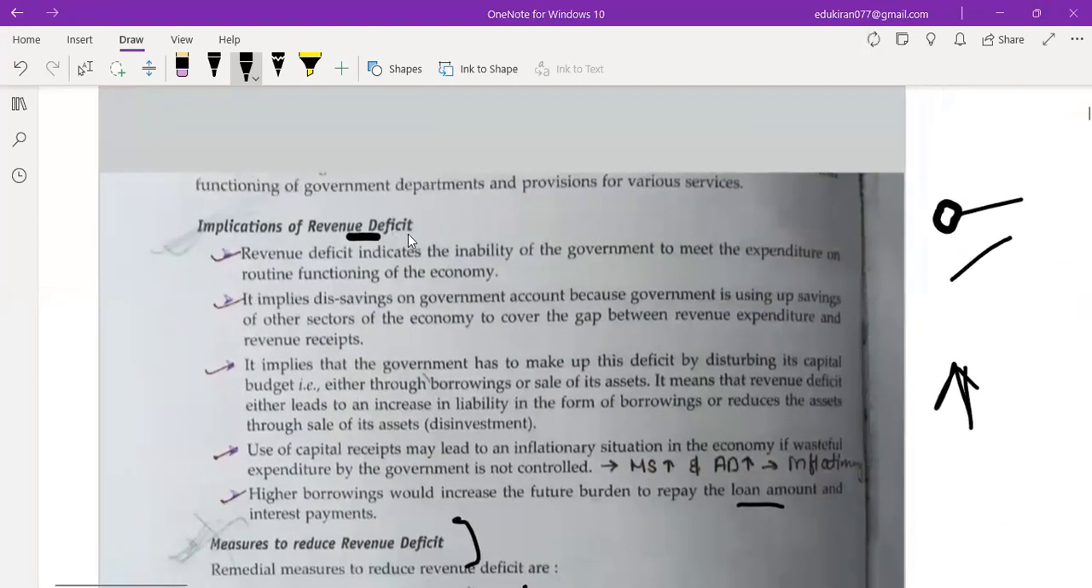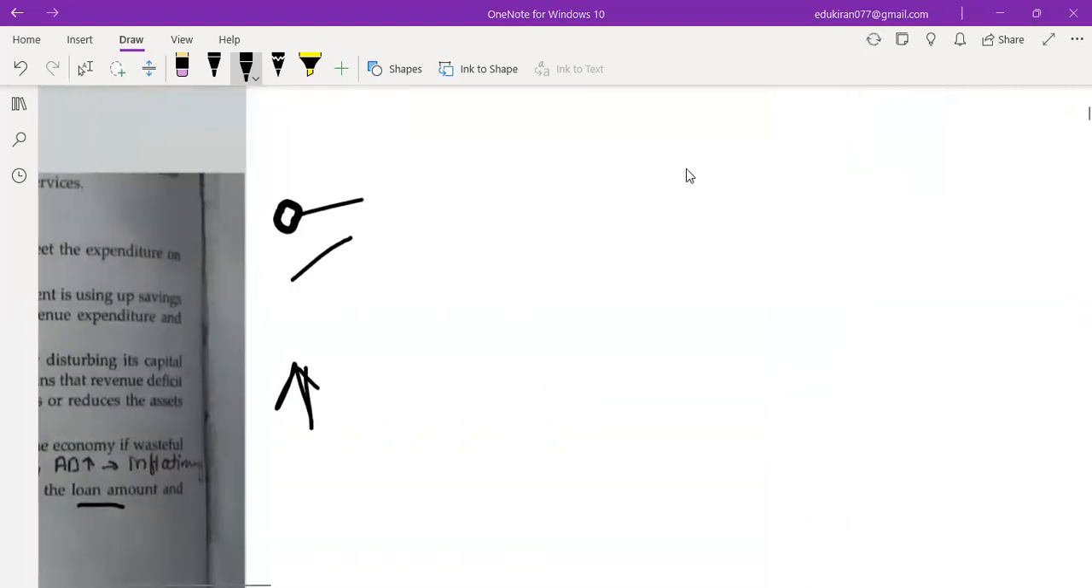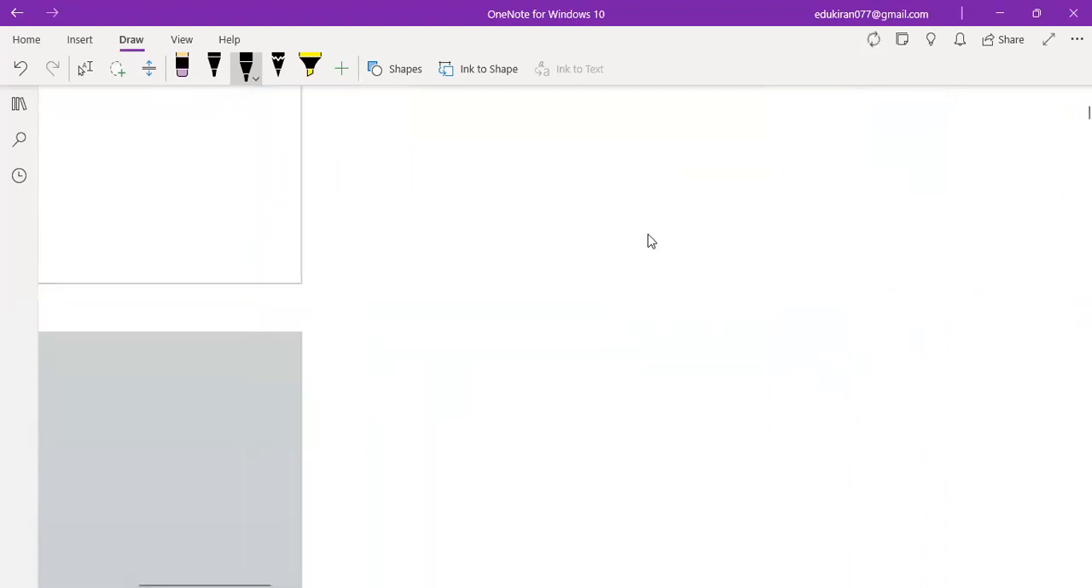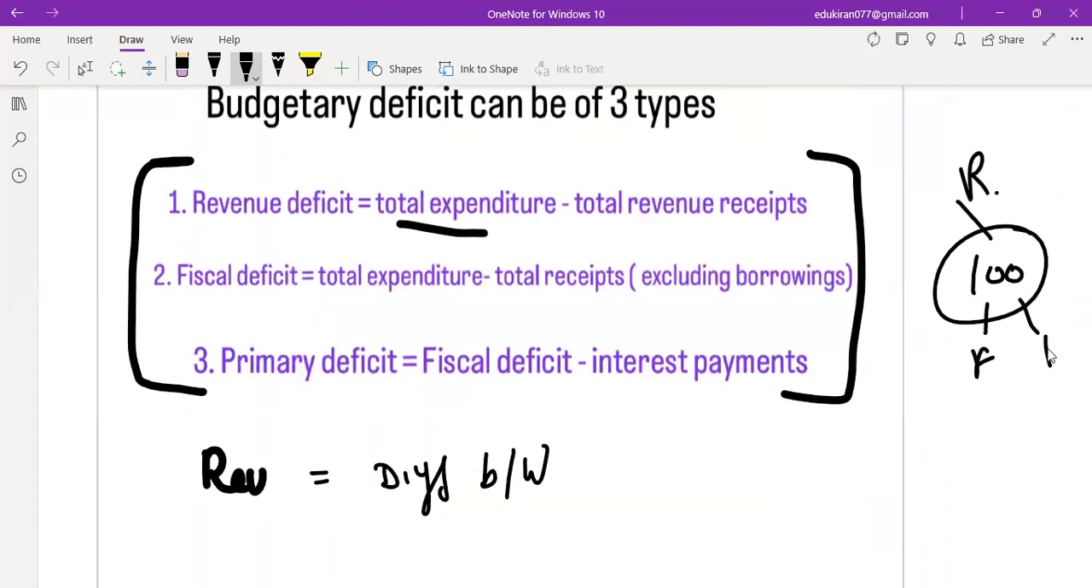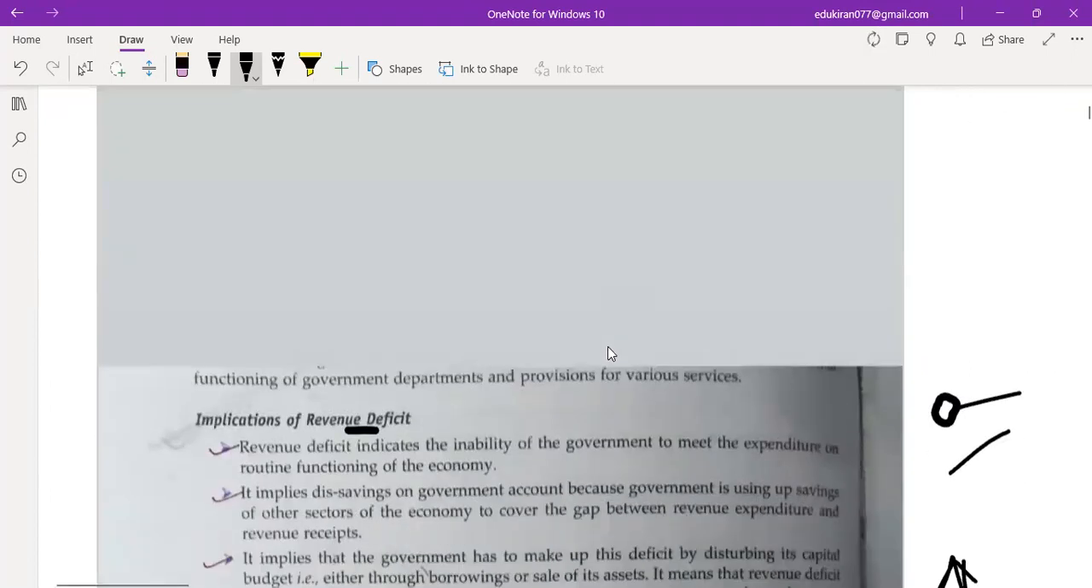After that, implications. There are so many deficits. For example, this is a deficit of 100 rupees I gave you. How would you get to know that this is a revenue deficit? You have three types of deficit: revenue, fiscal, and primary. So if I give you this 100 rupees deficit, how would you know whether it is a revenue deficit, a fiscal deficit, or a primary deficit? That's why implications are this.